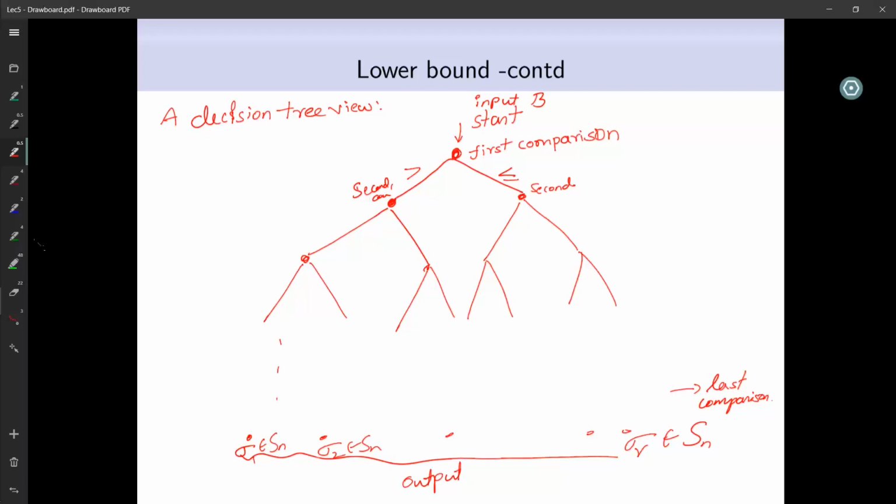So let's just see things again. You have an input. The algorithm essentially can be drawn as this tree. Well, now there's a confusion, right? What I have is a program, now I am drawing a tree. Come on, how can a tree be an algorithm?